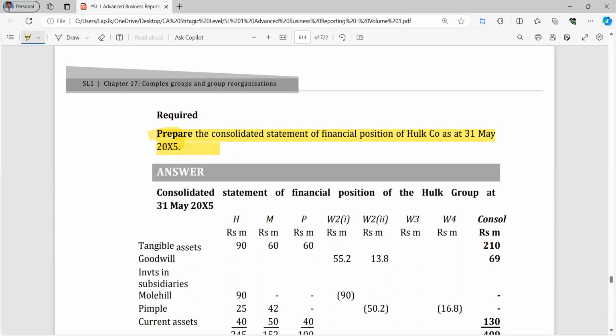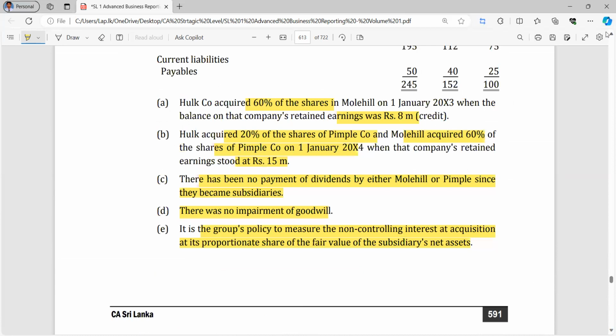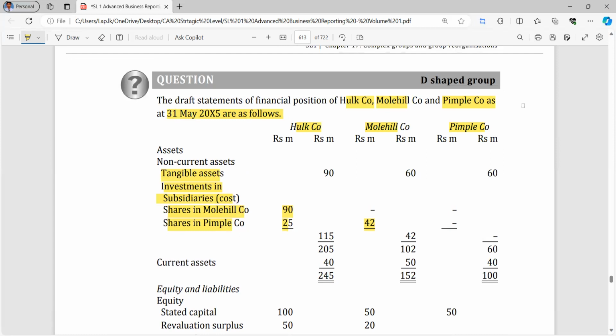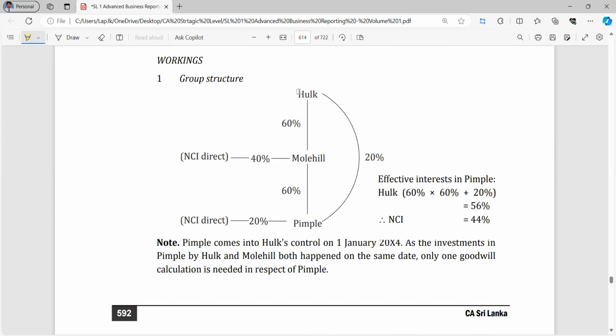So I think these kind of things can be tested in your exams. I saw that they are testing 25 marks. So with that note, we can start the consolidation working. Firstly, we want to identify the NCI as well. So the group structure, the Hulk has acquired 60% of the Molehill. It means the direct NCI is 40% in the M, and M acquired 60% of the Pimple.